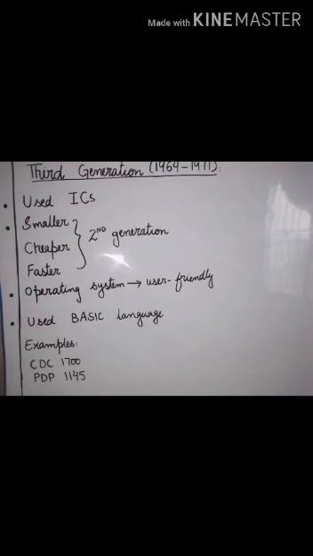Third generation computers. Third generation computers were from 1964 to 1971. Third generation used ICs. The third generation computers were smaller, cheaper, and faster than second generation computers. Operating systems made them user friendly. The BASIC language was introduced for programming the computer. For example, CDC 1700, PDP-11/45.